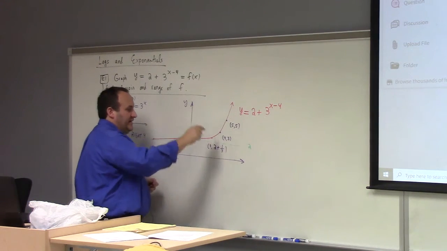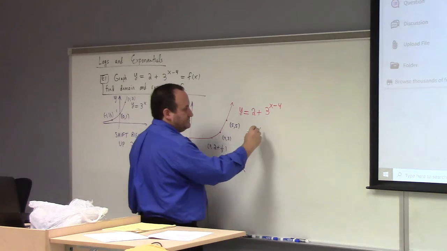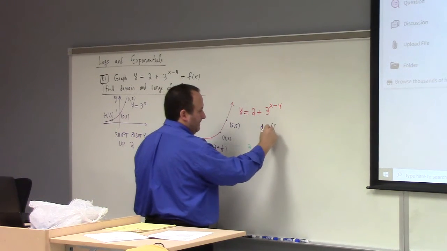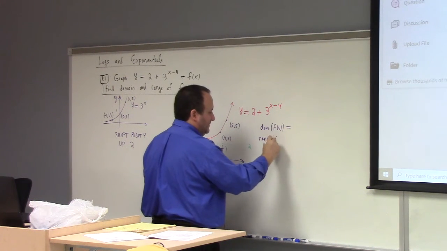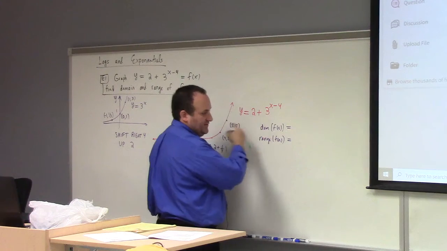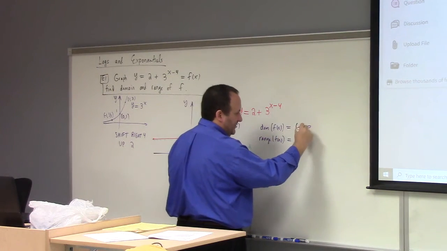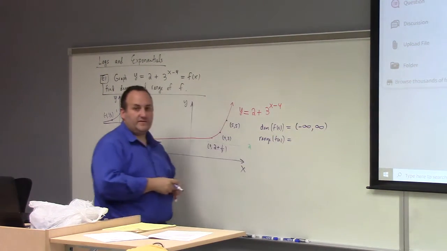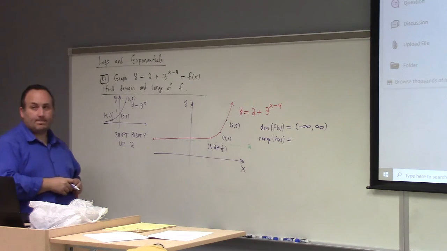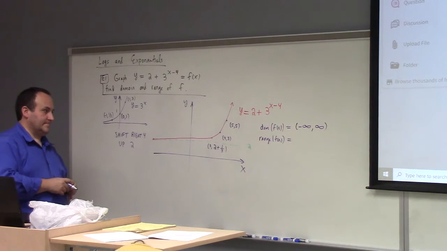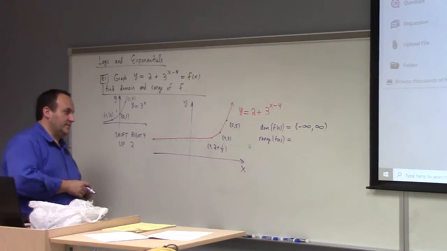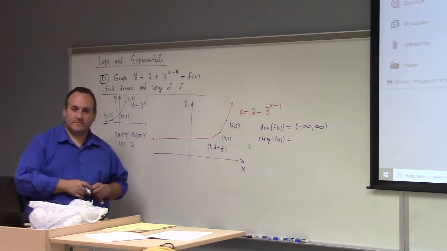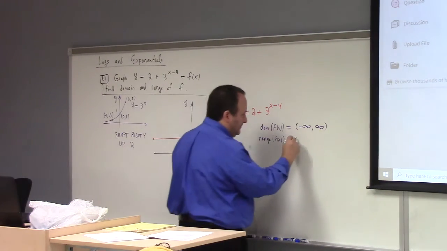So now you guys tell me, what's the range, what's the domain? I'll do the easy part. The domain is everything. It goes on and on in both directions. So the domain is just everything. What's the range? So can anybody tell me what the range is here? 2 to infinity. Now is 2 included? Not included, right. So 2 to infinity.